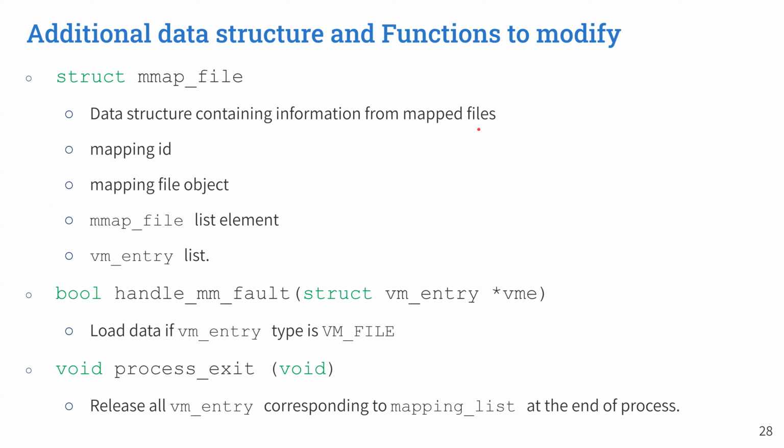And these are the new data structures and functions you should modify or create to support mmap. So there is a struct mmap file. This is a data structure containing information about the mapped files. It will contain a mapping ID, a unique ID for the mapping, a pointer to the file object, a list element, and the virtual page entries for the file. You should also change the page fault handler to support mmap. And upon process exit, you should release all VM entries corresponding to the mapping list at the end of the process.